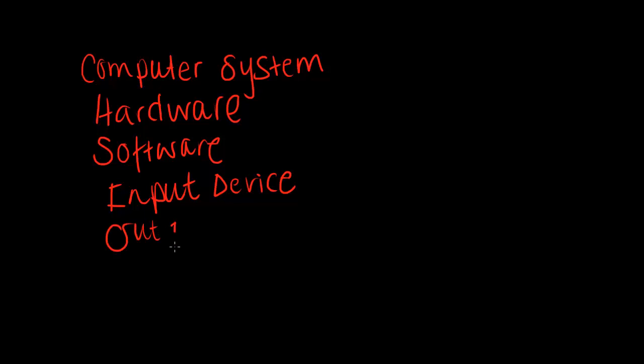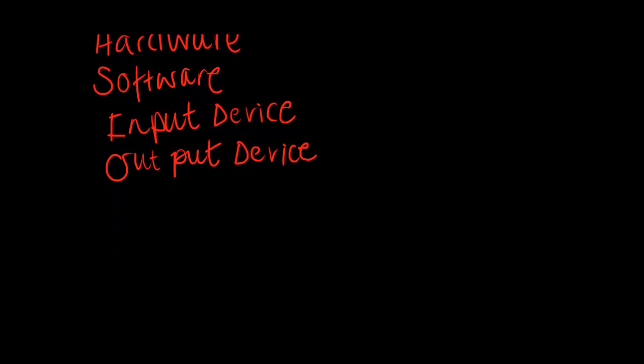Now, output devices are hardware devices that communicate to us. They show us something. For example, a monitor, printers, speakers, projectors, actuators all show us something, and they output data from the computer system. And that completes our basic model key terms.